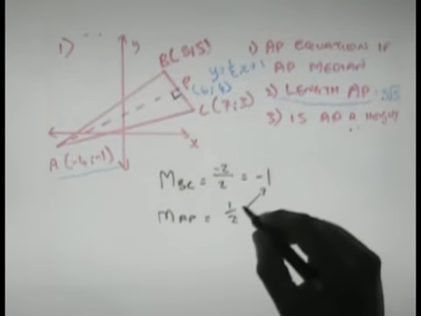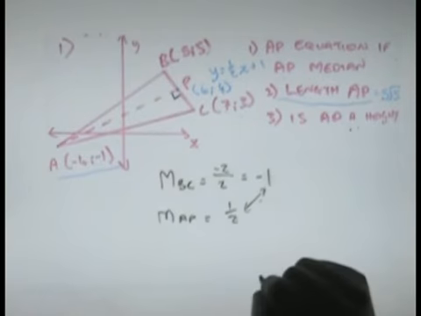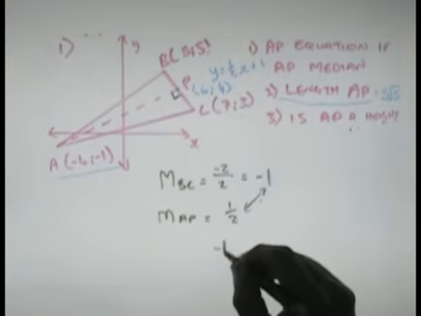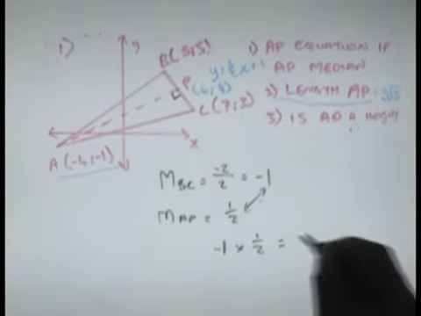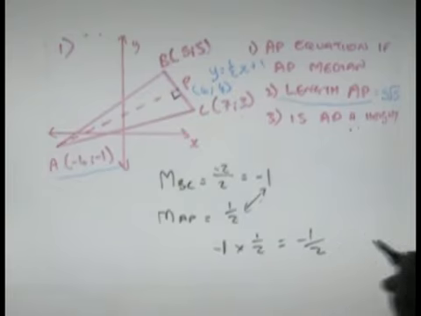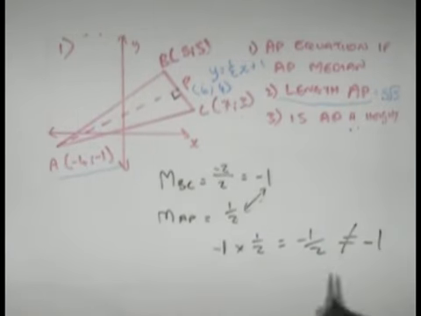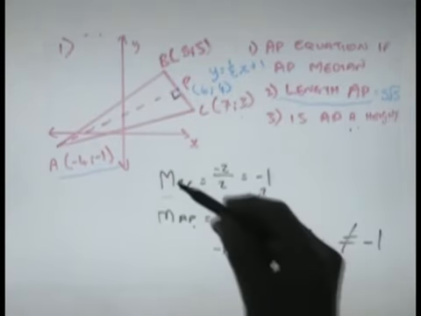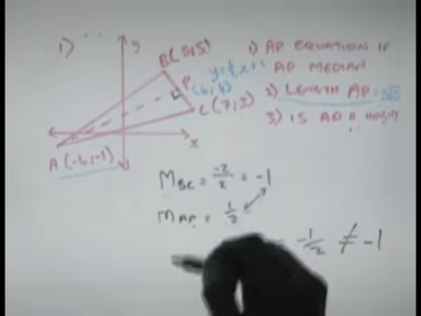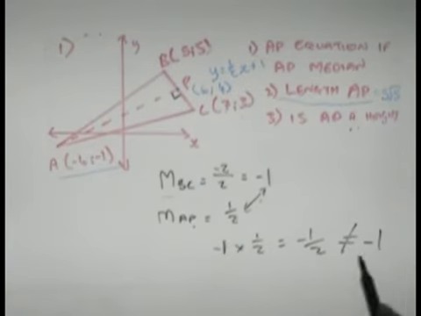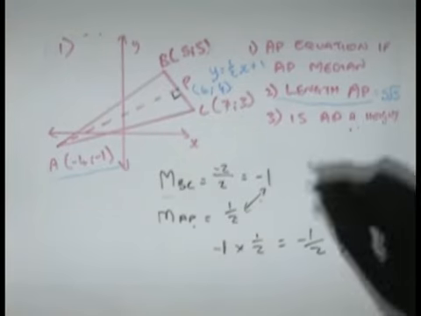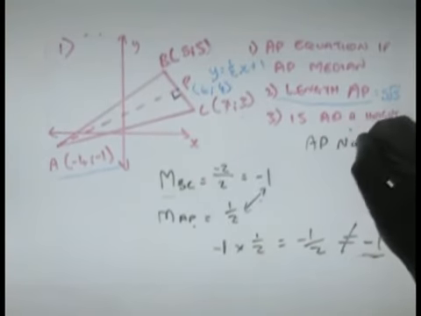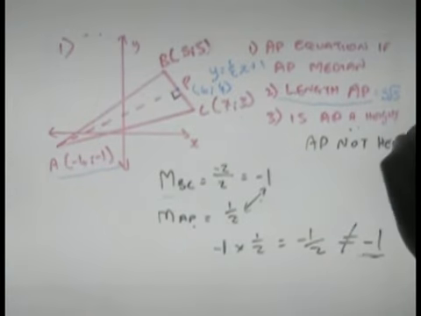Problem: these two are not the opposite gradients of each other, because negative 1 multiplied by 1 over 2 is going to give me negative 1 over 2, which is not equal to negative 1. If these two were perpendicular, the product of their two gradients would have to be negative 1. In this case, it's not. That means that AP is not a height.